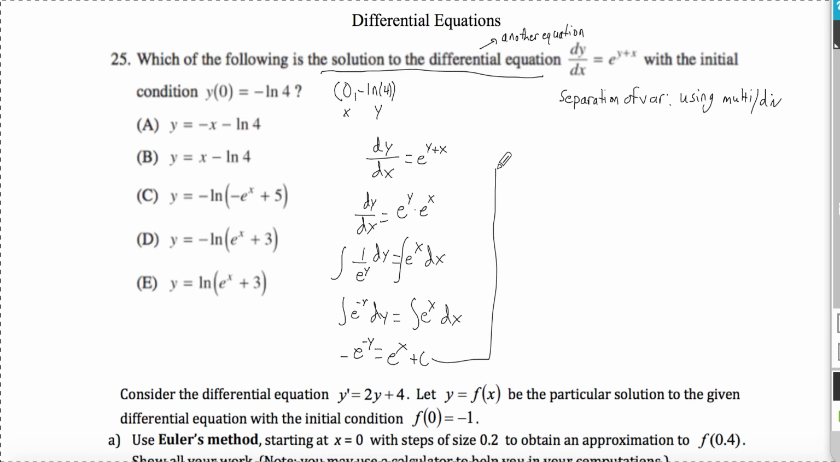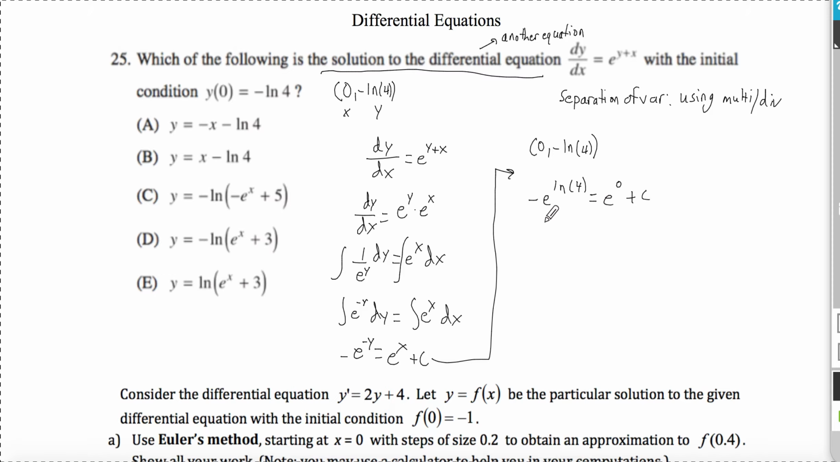What do I do now? I've taken my antiderivative. My job now is to substitute in my initial condition, which is 0, negative natural log of 4, to solve for c. So this will be negative e to the y is negative natural log of 4, so it's e to the negative natural log of 4. The negatives will cancel out, and we'll have e to the natural log of 4 equals e to the 0 plus c.